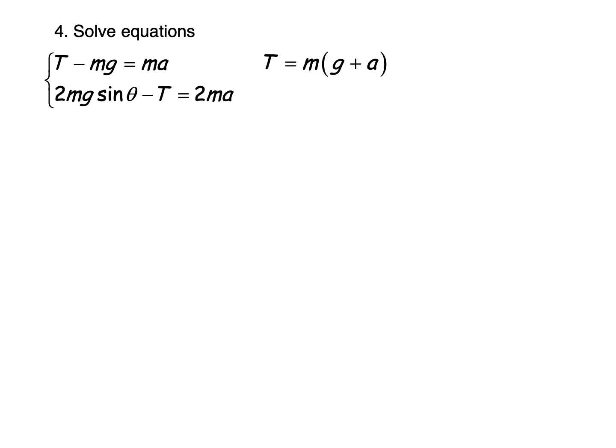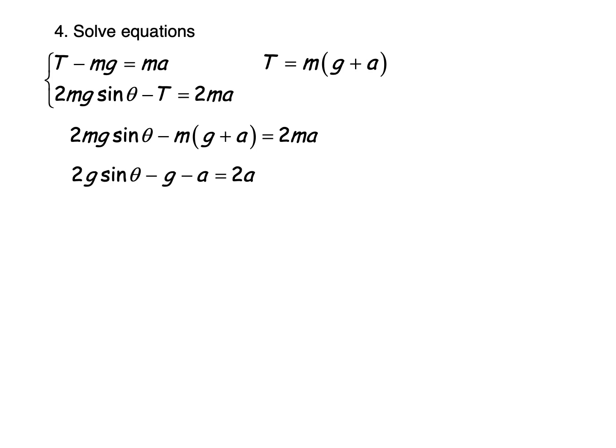Well, we can add mg over to this side, and we get that tension equals m times g plus a. And then we can substitute this expression for tension into the second equation so that we get 2mg sine theta minus m times g plus a, the tension, equals 2ma. And now it's just a matter of solving the algebra.